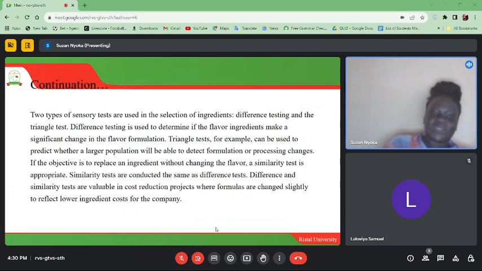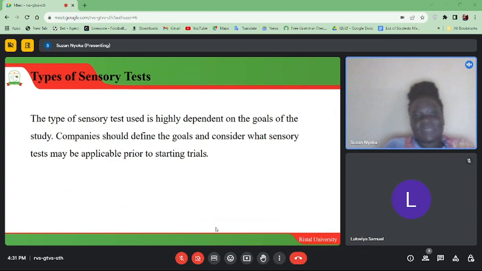There are two types of sensory tests that are used in the selection of ingredients. One is the difference testing and the other is the triangle test. Difference testing is used to determine if an ingredient makes a significant change in the flavor formulation. The triangle test, for example, can be used to predict whether a larger population will be able to detect formulation or processing changes. The types of sensory tests used are highly dependent on the goals of the studies. Companies should define the goals and consider what sensory tests may be applicable prior to starting trials.